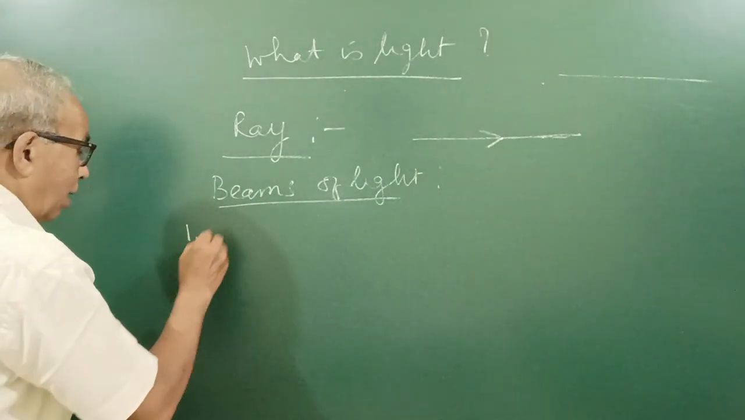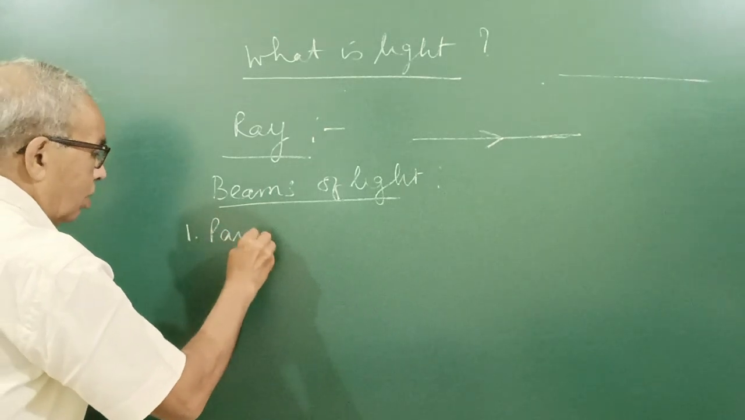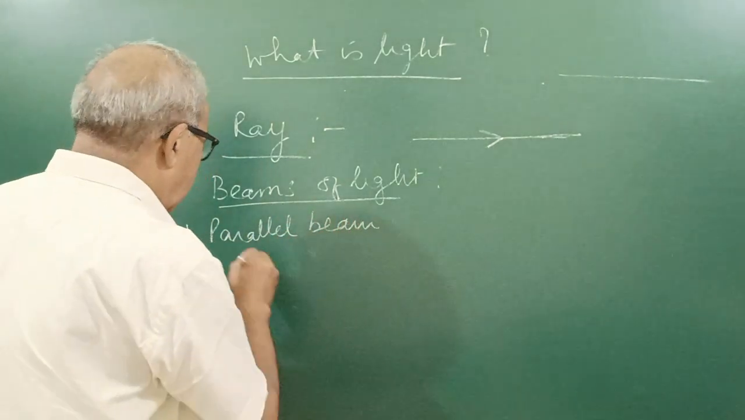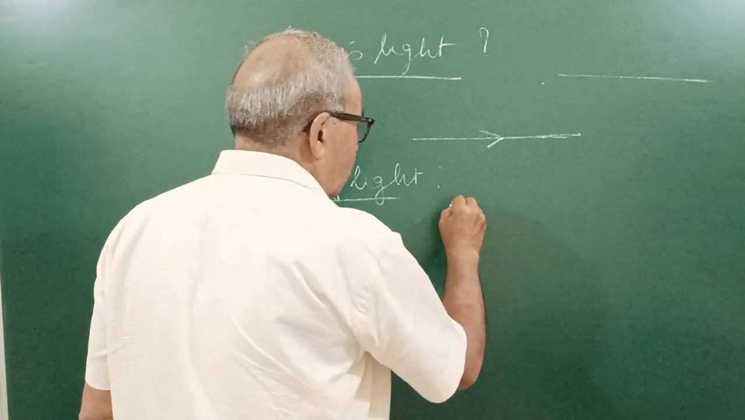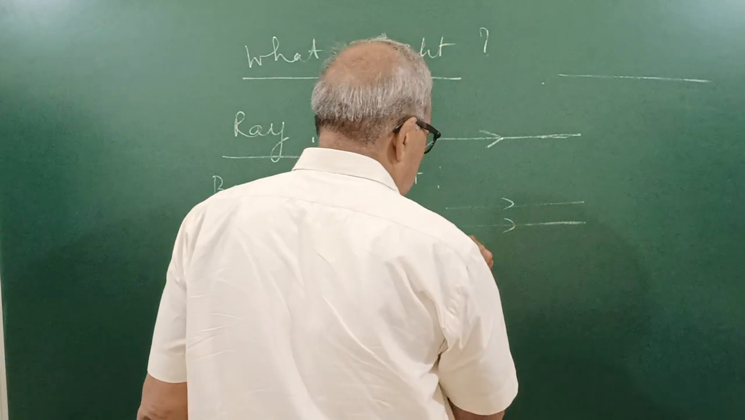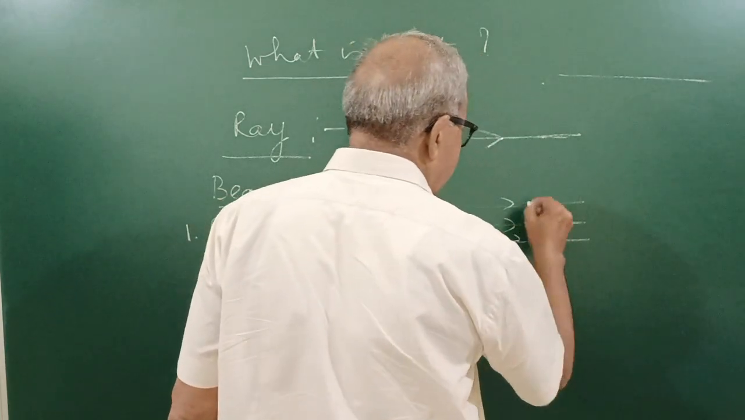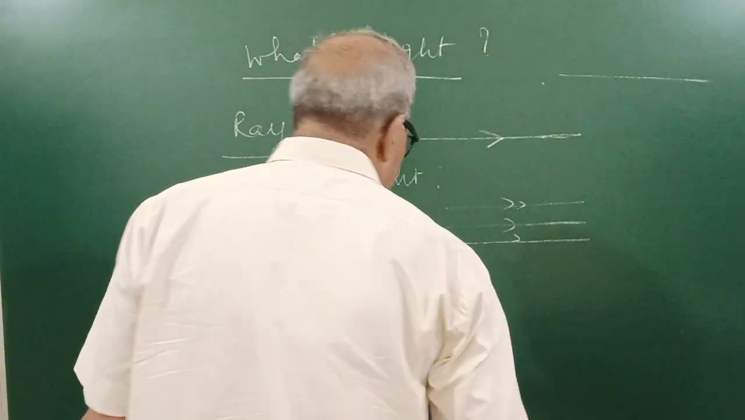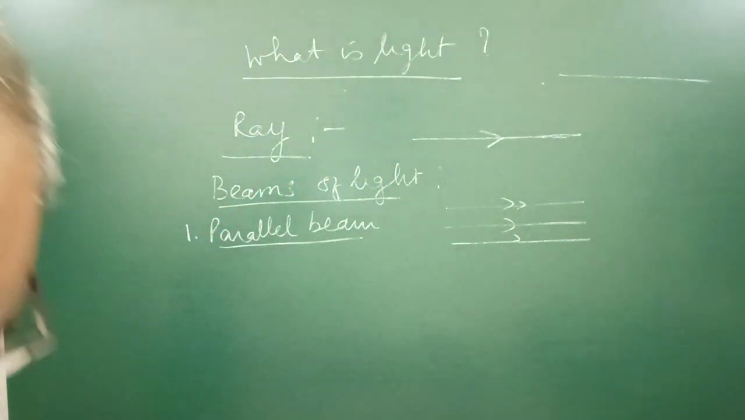And these are three types. Parallel beam: the beam of light in which all the rays are parallel. So rays parallel to each other form a parallel beam of light. This is called a parallel beam.